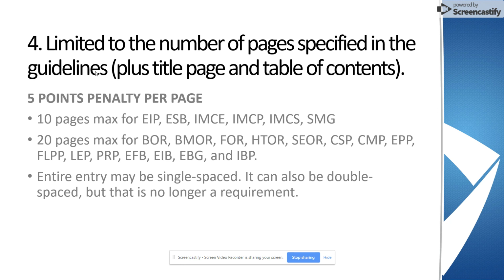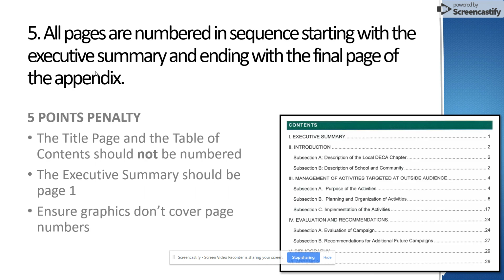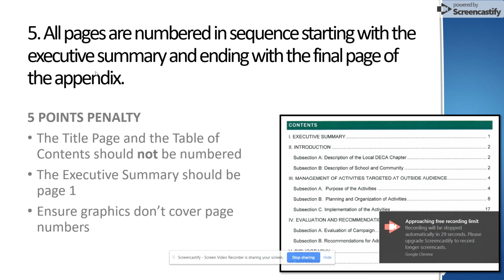A key change this year is that the entire entry may be single-spaced, but could also be double-spaced. Spacing is really no longer a requirement or an issue. So however you choose to fit it into that 10 to 20 pages is totally up to you, but make sure that it does not exceed 10 or 20 pages based on your project. This is a pretty common one that people make mistakes on. So for example, the title page and table of contents is not numbered and should be done separately.